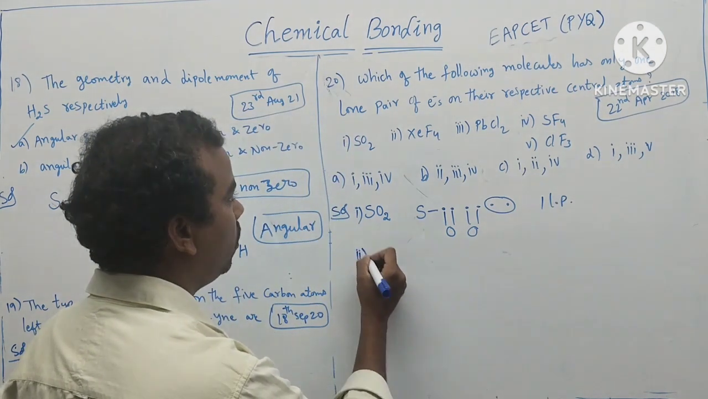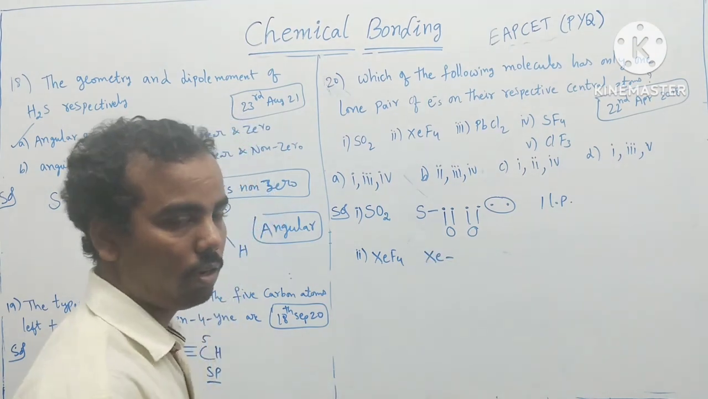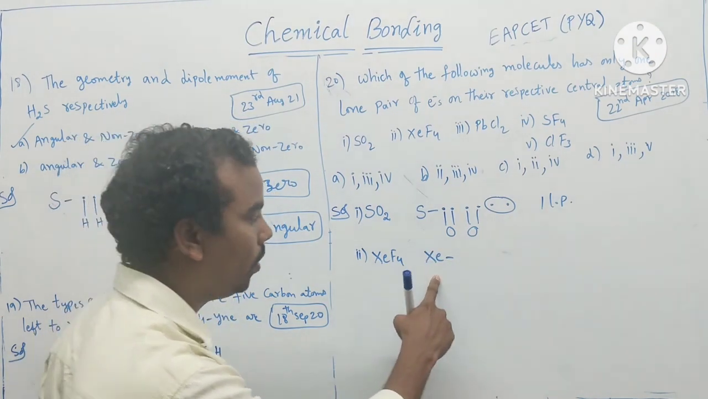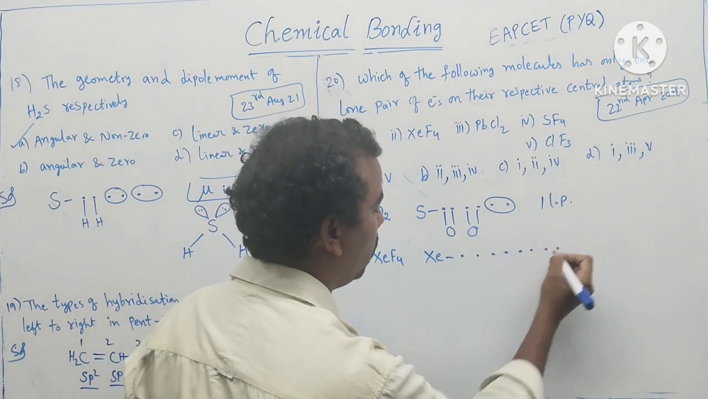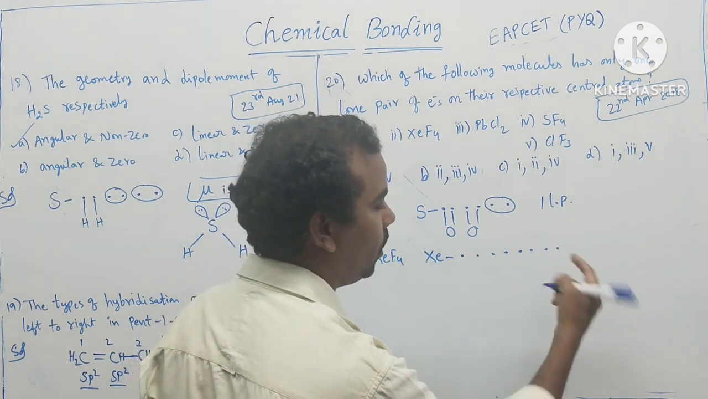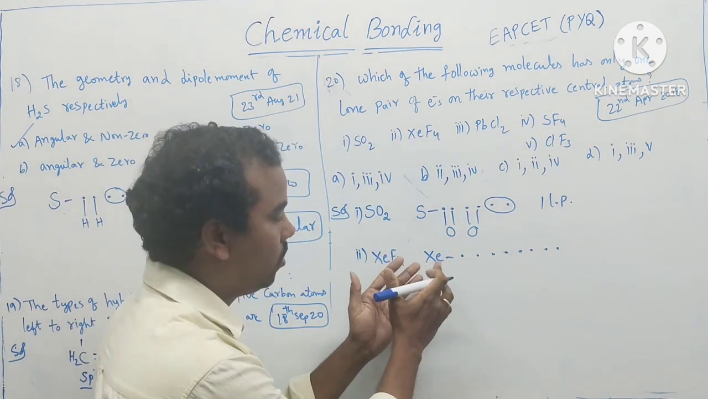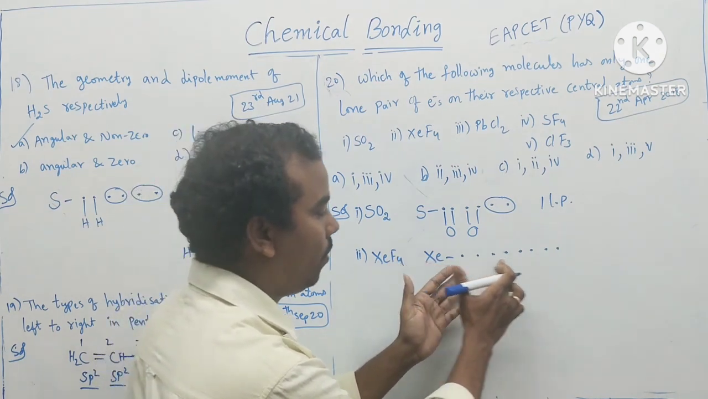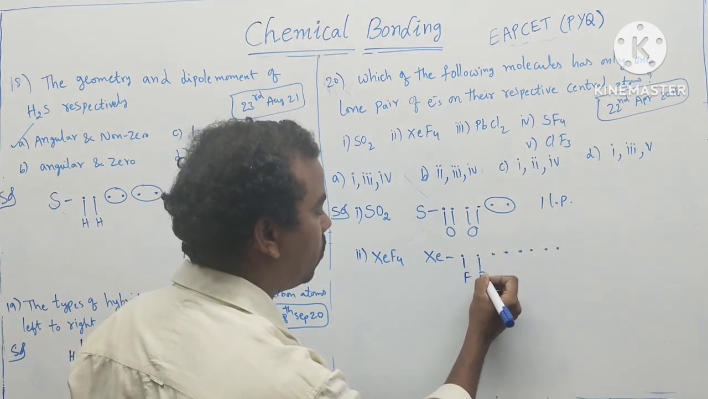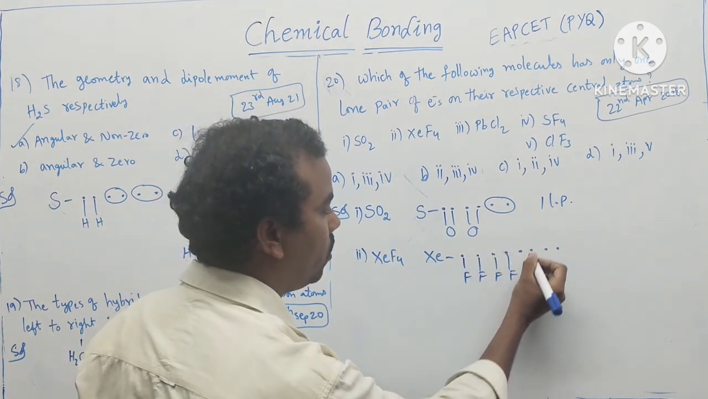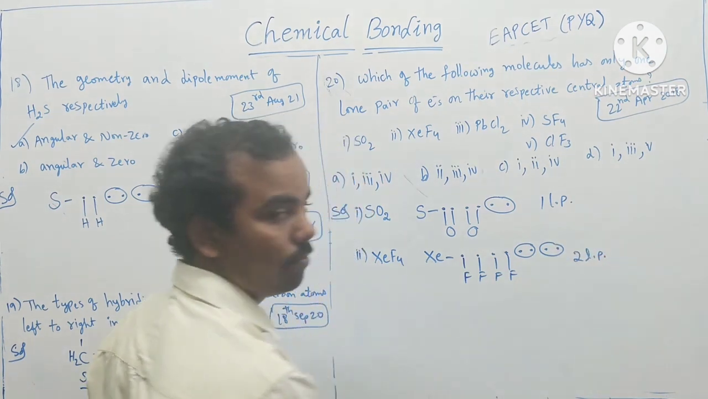Next, second one, XeF4. Xenon central atom, 18th group element. That means 8th group element. 8th group element means 8 valence electrons. Very easy. 1, 2, 3, 4, 5, 6, 7, 8. The group number means number of valence electrons. So 18th group or 8th group has 8 valence electrons. 4 fluorine atoms form 4 bonds. 1, 2, 3, 4. So remaining 4 electrons are 2 lone pairs. So it has 2 lone pairs.